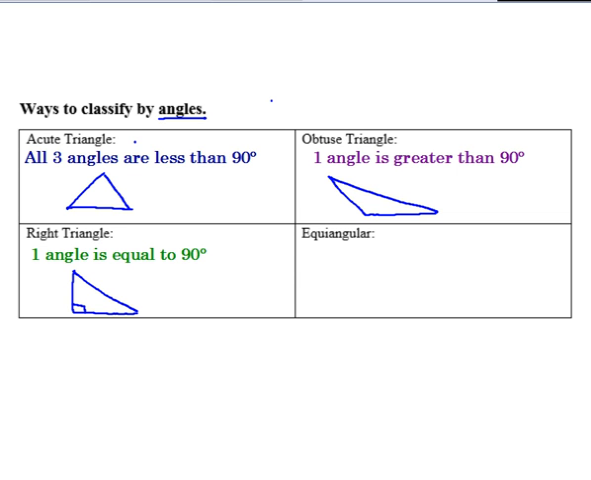And then finally, a word that you may not have heard is equiangular. Equiangular means that all of the angles are equal. And the unique thing about a triangle is that if all of these angles are equal to each other, all of these angles end up equaling 60 degrees. And we'll get to that in a moment. So those are the four ways to classify a triangle by its angles.